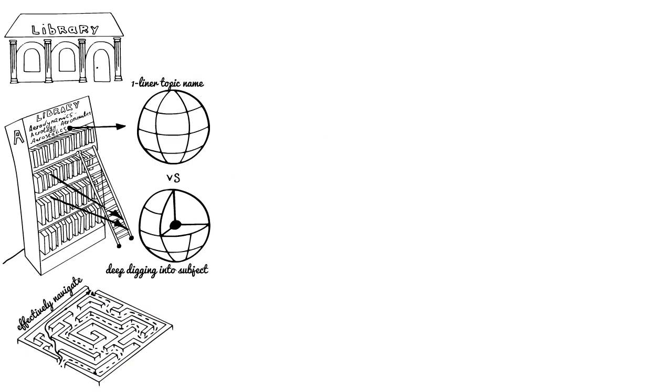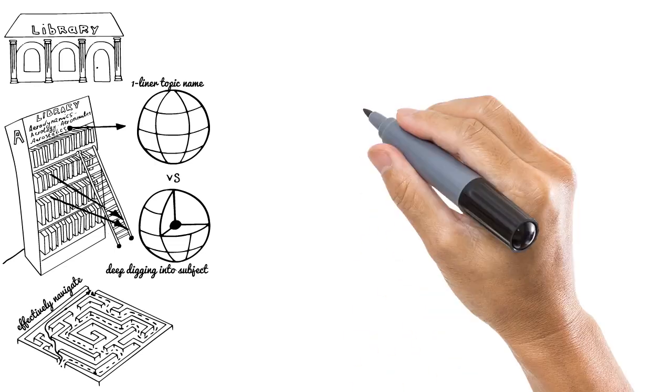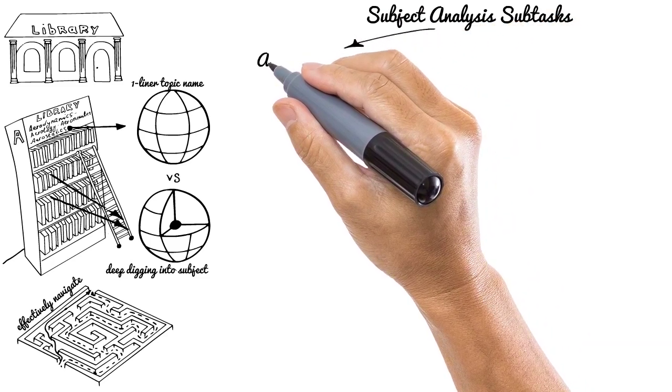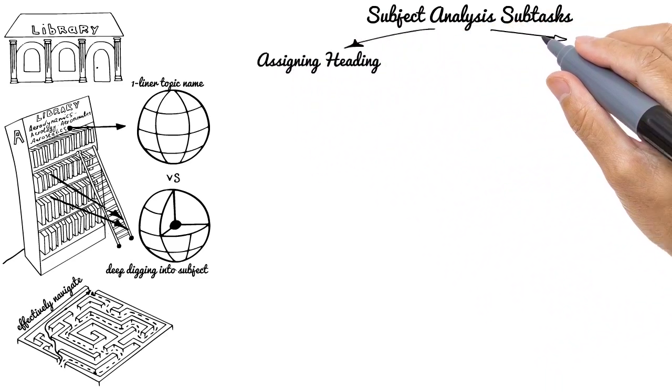Even if a book name might not give you a clue what the book is about, we could find what major topic it is covering. First, we need to understand that there are two subtasks of subject analysis: subject headings assigning and classification.